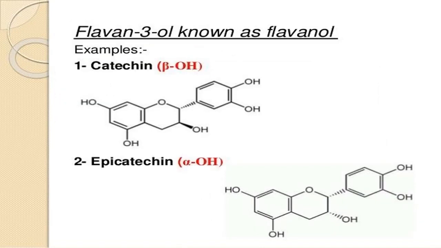Again, next is flavan-3-ol, known as flavanol. Flavanol has an alcoholic group, so these are all alcohols. So catechin, with a beta hydroxyl group, and the structure is like this. Then the second is epicatechin. This has the linkage with the alpha hydroxyl group.